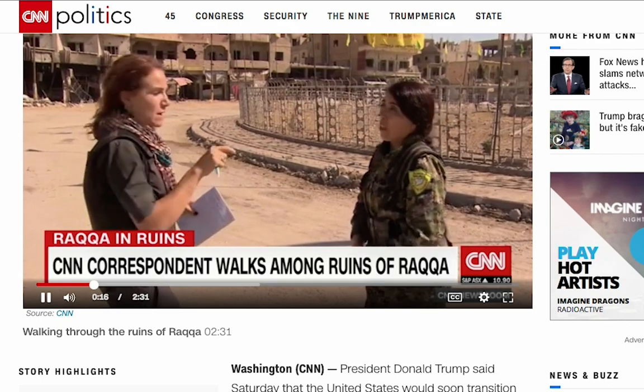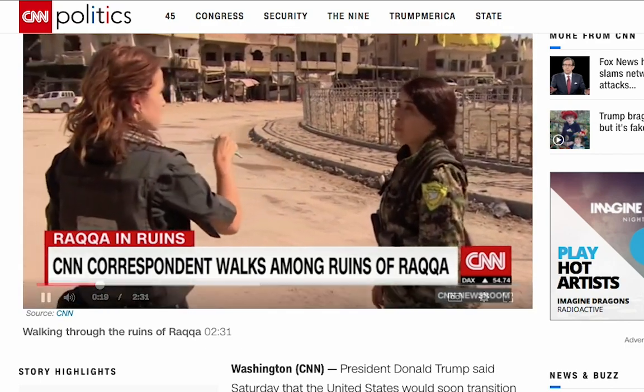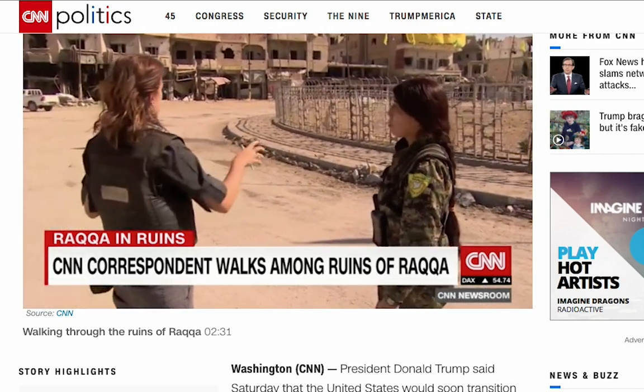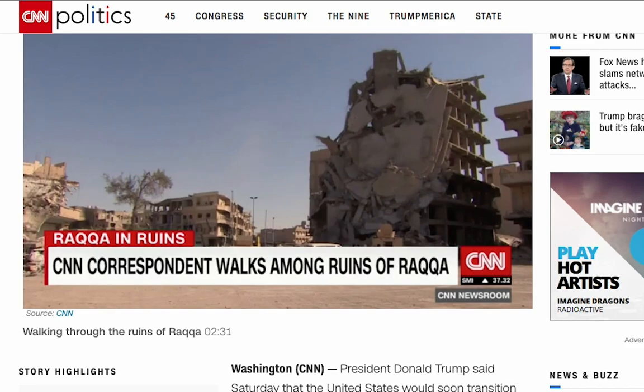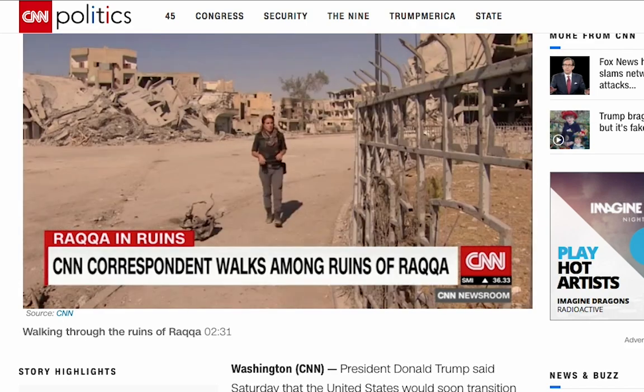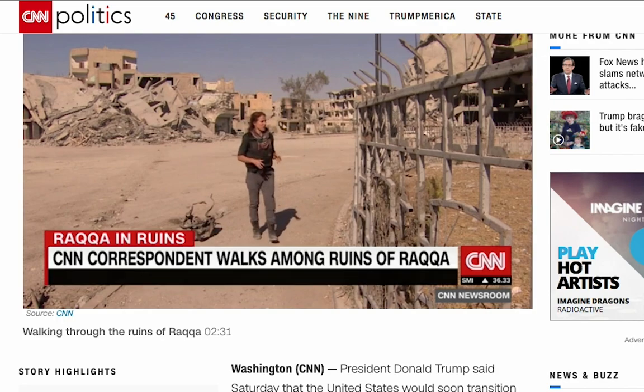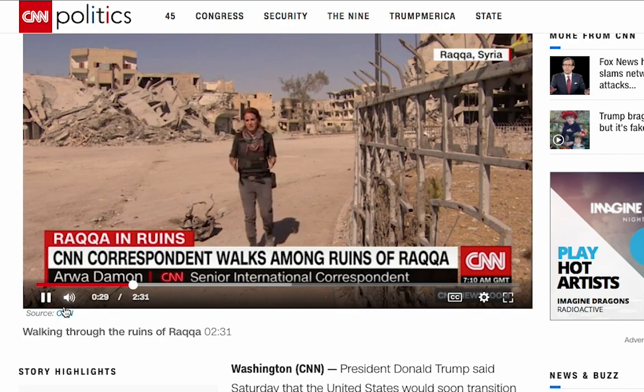It was a 15-day battle just to try to retake this particular square, and every single rooftop, she was saying, was lined with snipers. This was one of the main squares where ISIS would carry out their public beheading.